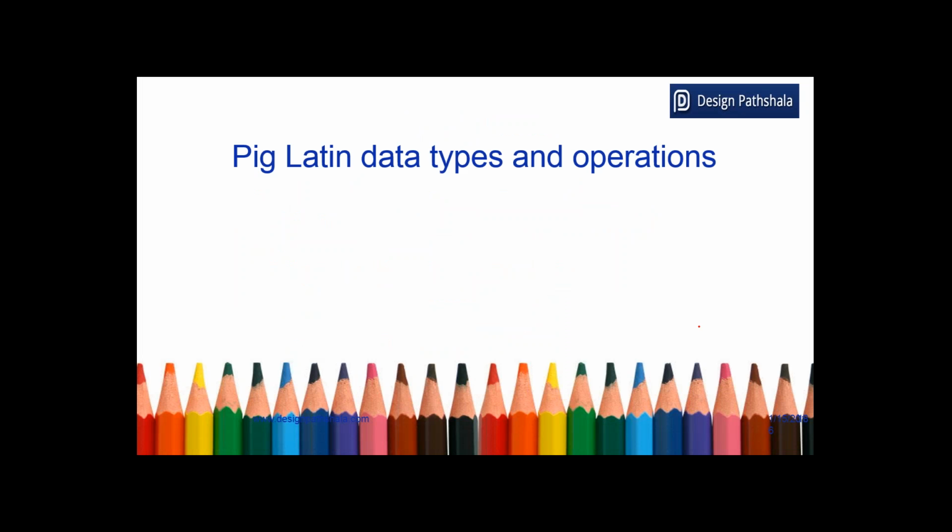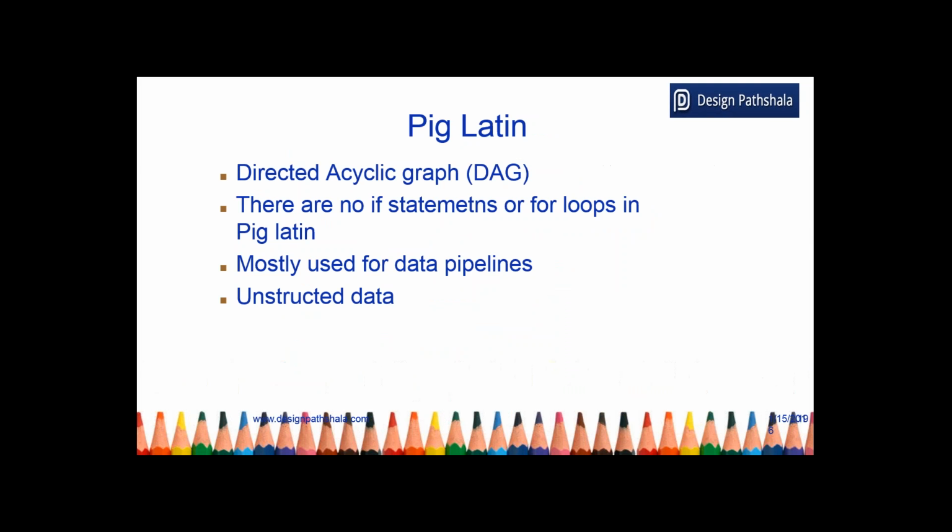So let's look at the different data types available with Pig. Not only data types, let's look at some other features of the Pig language. So basically, this is a language where you can't have cyclic loops. You can only have DAGs. So you can't have a loop kind of thing. You can only do acyclic graphs. If-else kind of thing is not possible. Mostly used for data pipelines, data coming out of the first phase, going to the second phase, to the third phase, and so on.